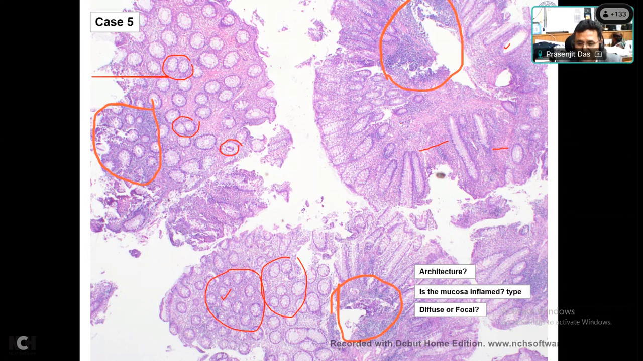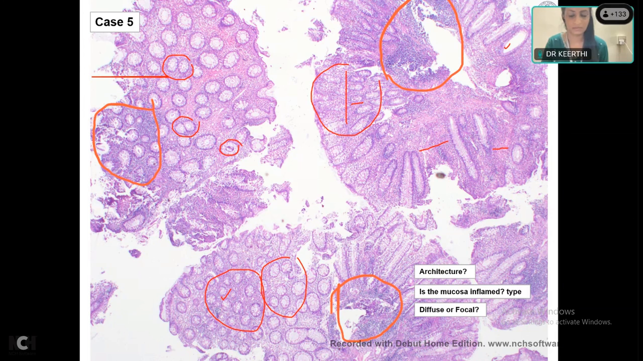So I'm just trying to make you understand slowly. In this area it is relatively normal, though the mucosa is inflamed, it is redistributed. So what I will say, it is inflamed, architecture is focally distorted. I already gave you a leading question, it is focal or diffuse. Yes, obviously it is focal. So if I have to interpret in this part, I will say this is possibly a patchy chronic colitis or proctitis, whatever.